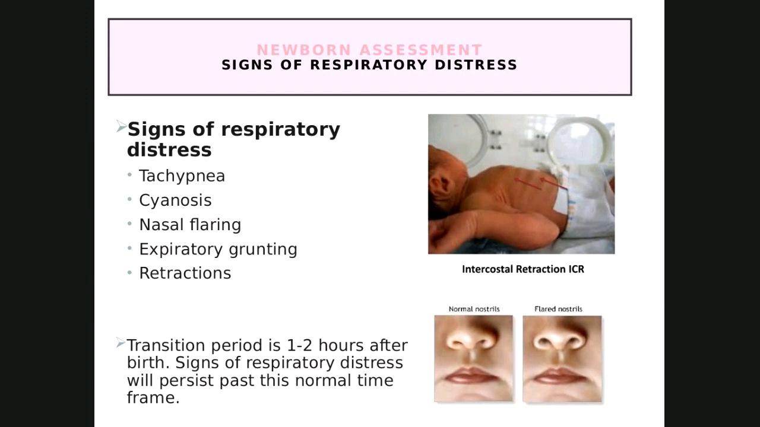What about the baby that is having difficulty adjusting to extrauterine life, okay, and is going to start showing you signs of respiratory distress? What are you going to see? And this is true just like in adults, okay? You're going to see tachypnea, you're going to see cyanosis, you're going to see nasal flaring, expiratory grunting, and retractions, okay? And grunting is a sound that the baby makes when it's trying to breathe.